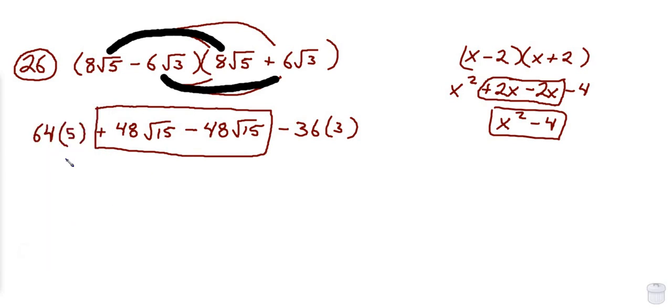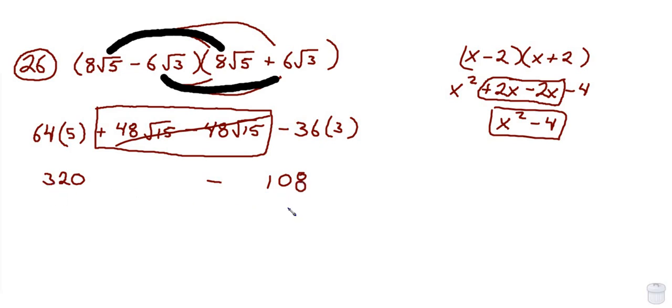Okay, let's finish this off then. Okay, so the middle two terms, they cancel out. I got it. And now all I have left is 64 times 5. What is that? 60 times 5, that's 320. And then the 36 times 3, what is that? 3 times 30 would give me 90. And I need another 18, so minus 108.